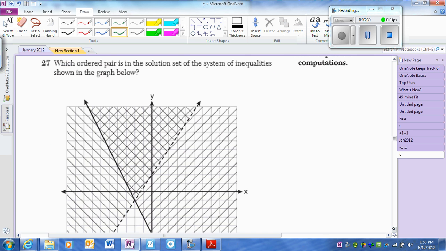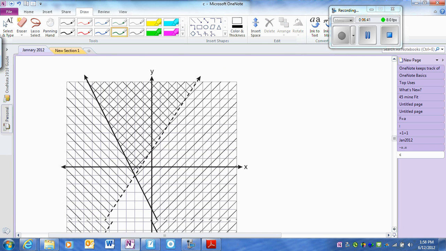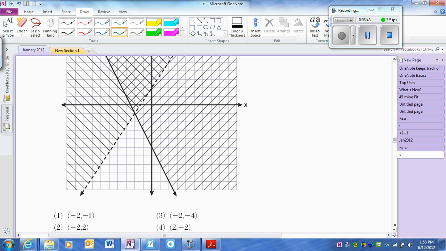I don't know why. Alright, so you've got to be careful with these ordered pairs. One of them's going to be right here. So let's see. Negative 2, negative 1. Is that really there? It is not, because it is not on that dotted line. Look for ones that are up in this area. Negative 2, positive 2. Yes, that's probably my answer. Negative 2, negative 4. Nope. 2, negative 2.